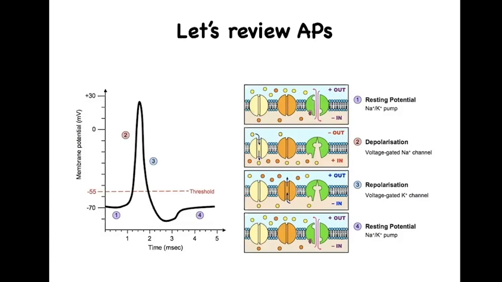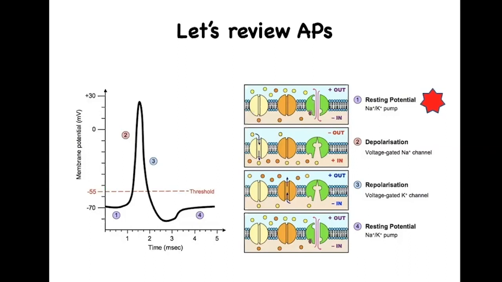Now let's review. A neuron that is not being stimulated has a resting membrane potential. This membrane potential is polarized. The inside of the membrane is negative compared to the outside. This is due to a higher concentration of positive cations in the extracellular fluid and negative proteins inside the cell.